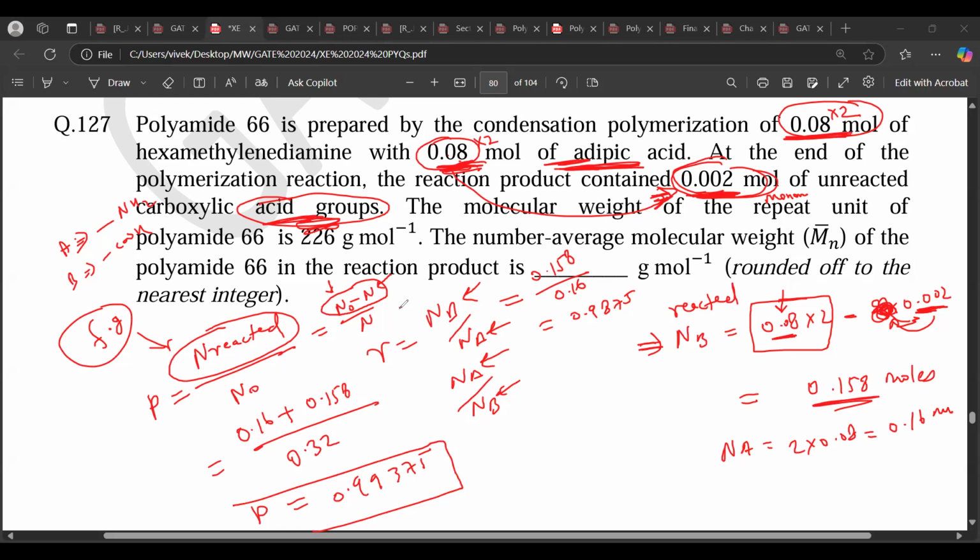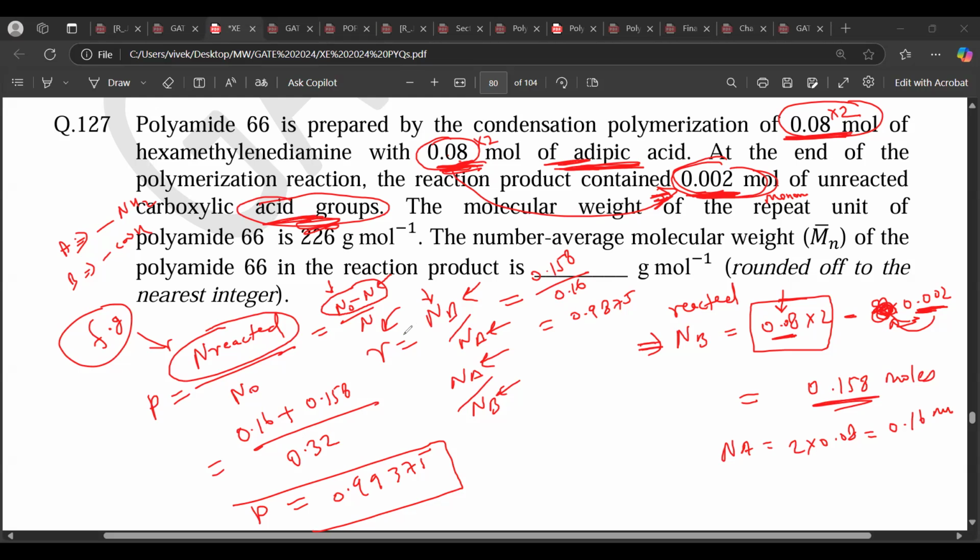If you don't understand the concept, there are two concepts tested. One concept is that in your R, these are only functional groups, not mers. Then you might be thinking, sir, in my whole life, in the whole test series, I used directly the moles of mer, and now you're saying functional group.